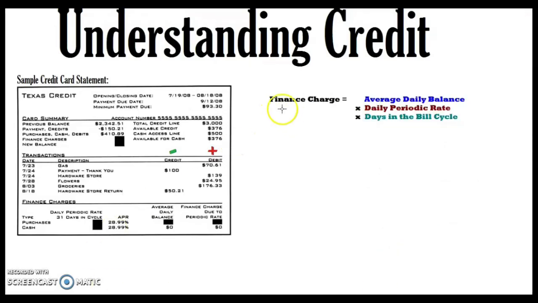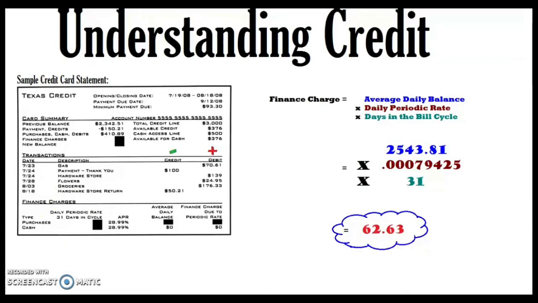The finance charge is calculated to be the average daily balance times the daily periodic rate, which we just calculated, times the days in the bill cycle. The days in the bill cycle can be found on the credit card statement. Average daily balance we calculated at $2,543.81 times the daily periodic rate times 31 gives us a finance charge of $62.63.